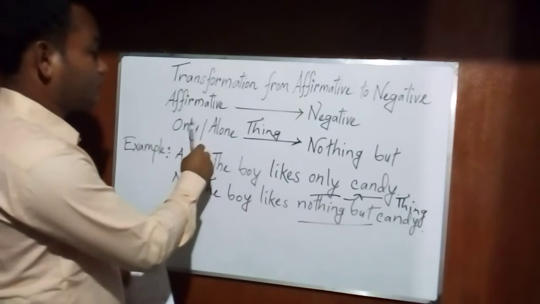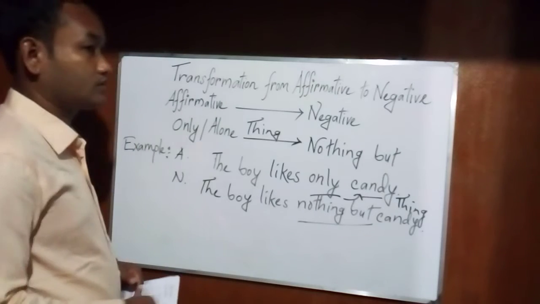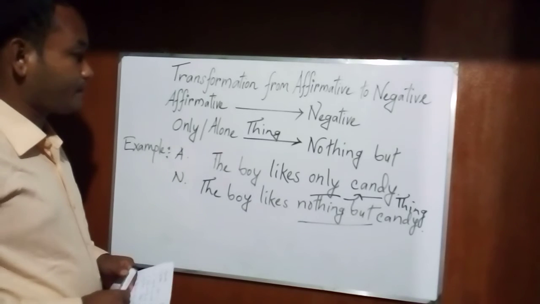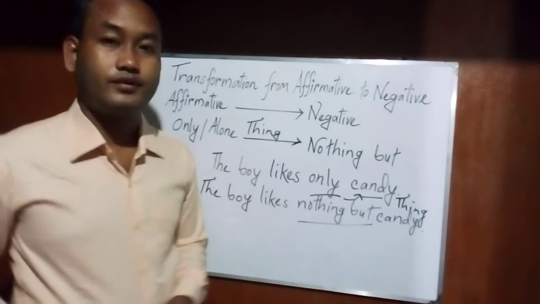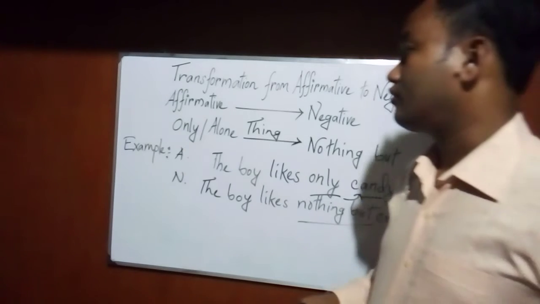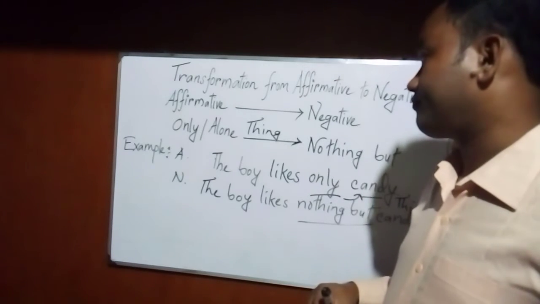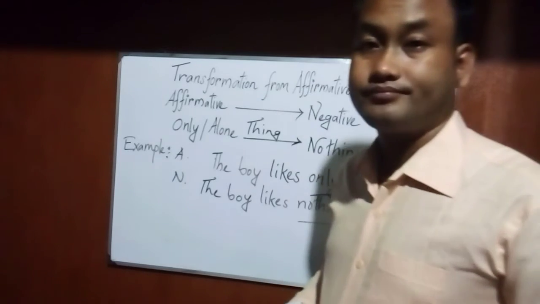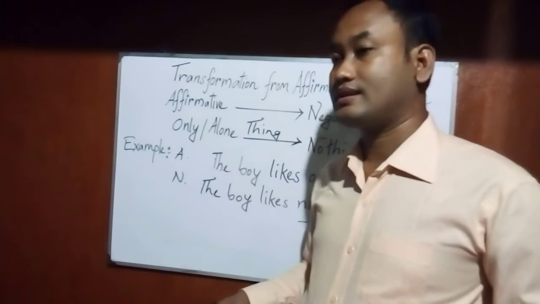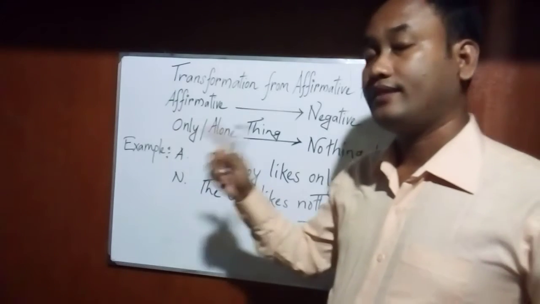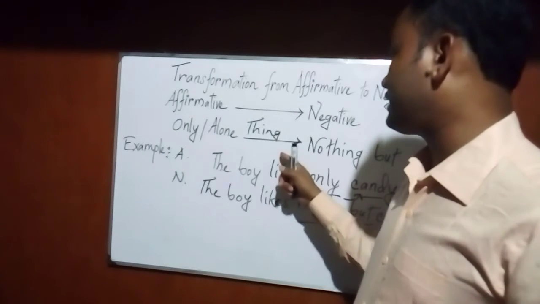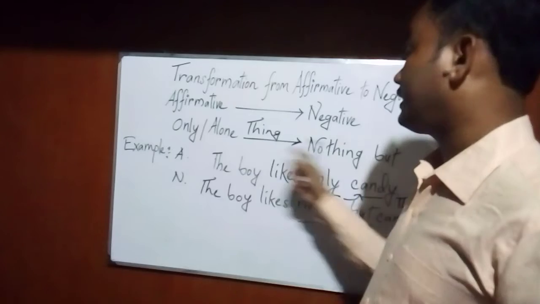It's very easy. If only and alone indicates anything, you can use nothing but. It's a very simple word, nothing but. I think you have understood these very easy rules from affirmative to negative. Again, if in an affirmative sentence you can see only and alone, and this only and alone indicates anything, you have to use nothing but instead of only and alone.